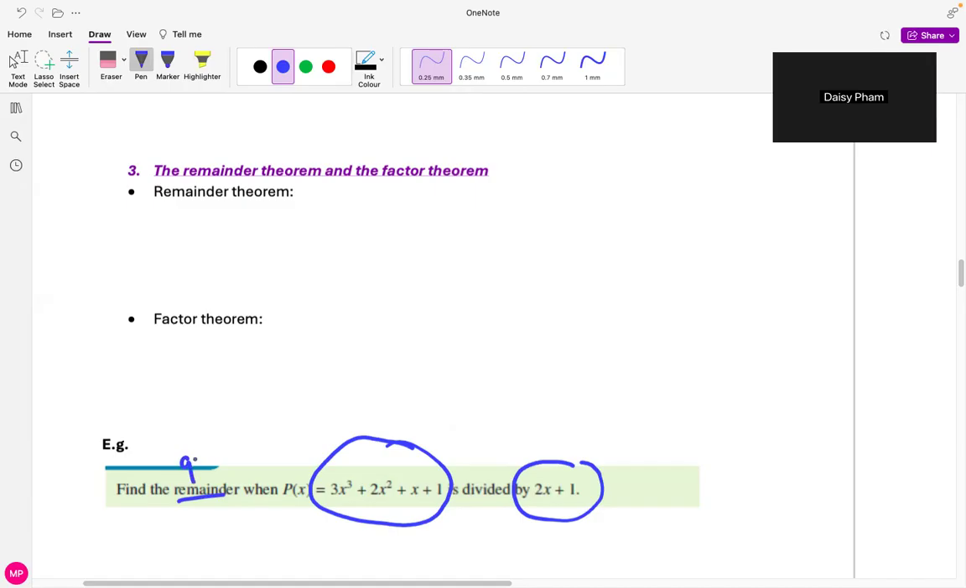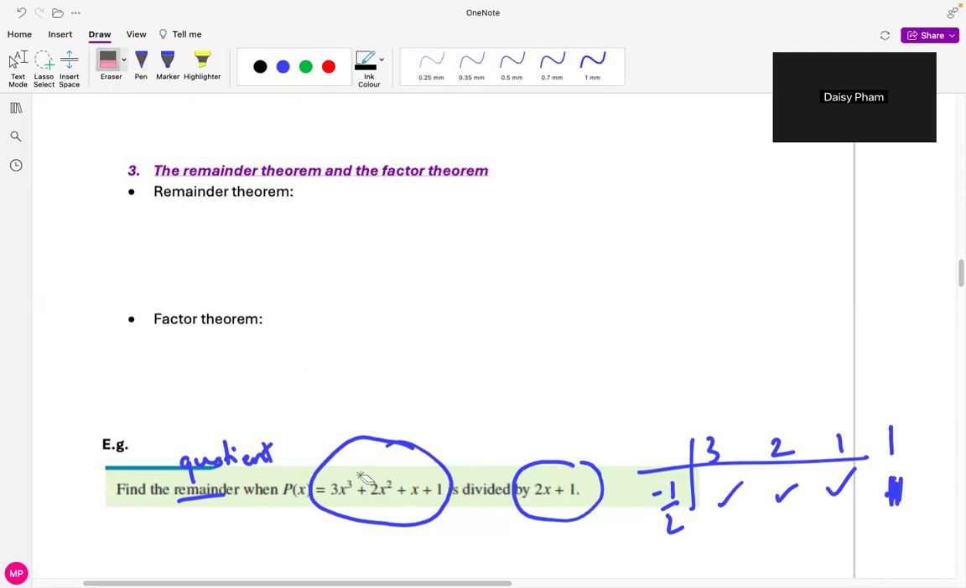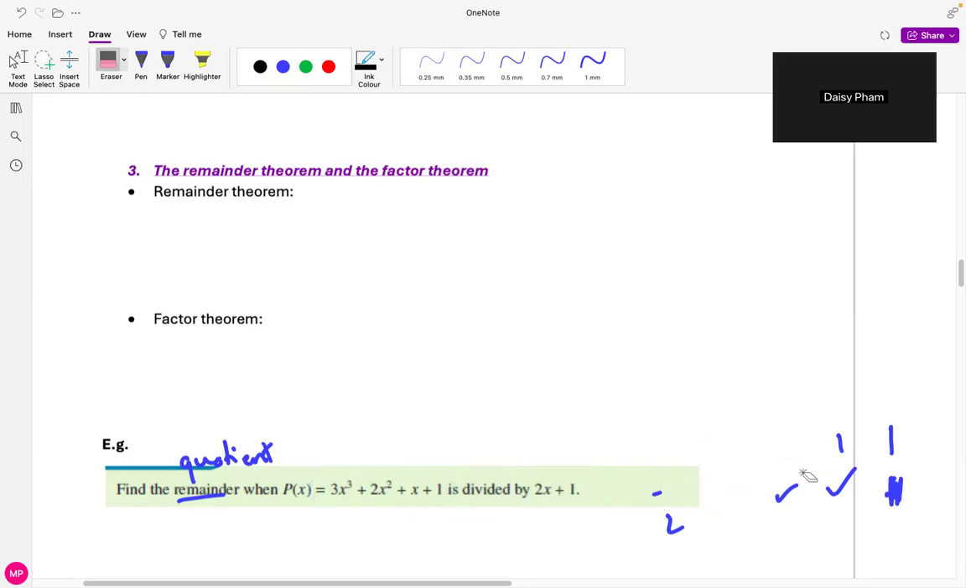Now, if the question also wanted you to find the quotient, then you would need to remember the table method that we set out last time. That gives us the quotient here and the remainder here. If you missed that, please watch the previous video. But in this question, they did not ask for the quotient, just the remainder. So there's another way of finding the remainder. We call that the remainder theorem.